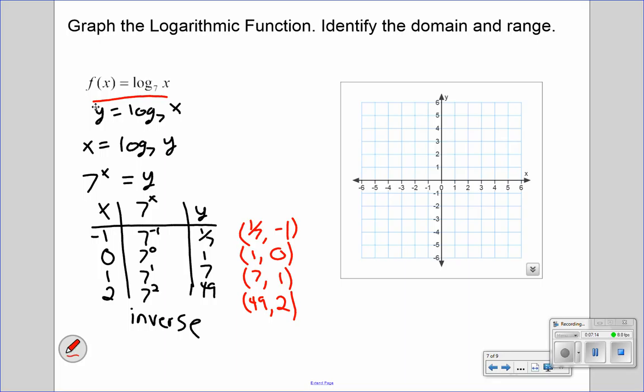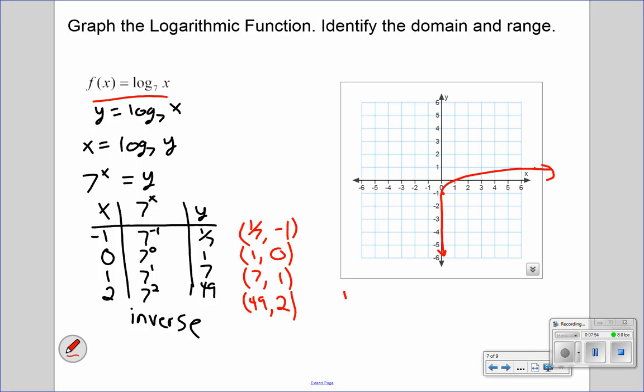So now if we were to graph this, we would do the point 1/7, -1, 1, 0, 7, 1, and obviously our point 49, 2 would be much farther off the graph. This is never going to actually touch the y-axis. It's just going to get closer and closer to it. And that's because in our table of values for our inverse, we know that no x will ever give us a negative y. And so when we flip it, we know that we're never going to have a negative x. So it's never going to cross over the y-axis.